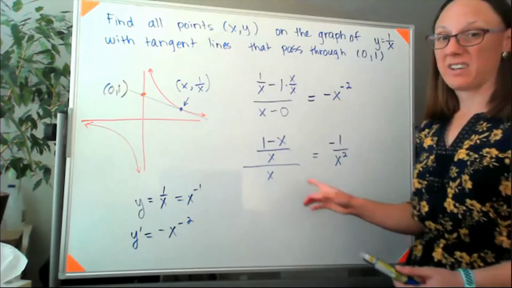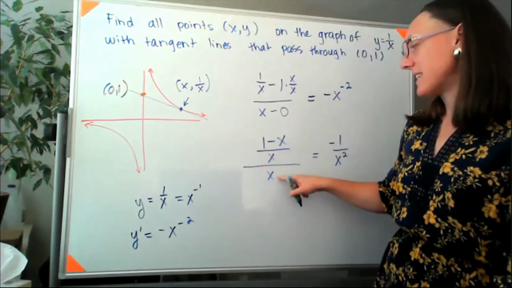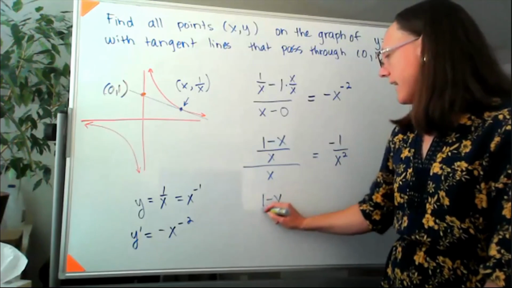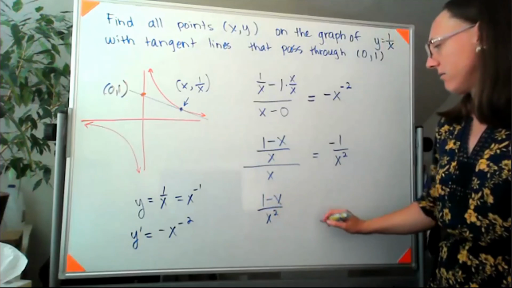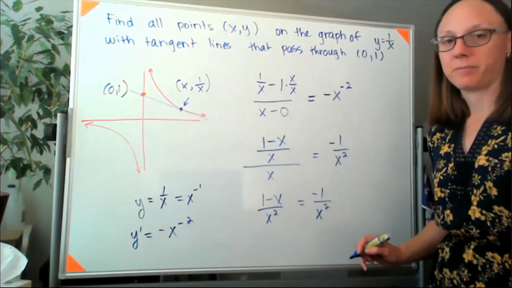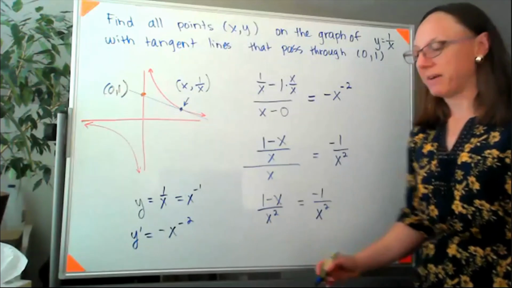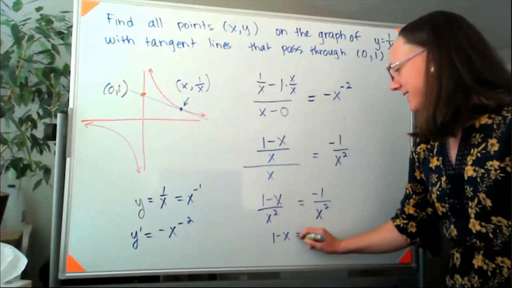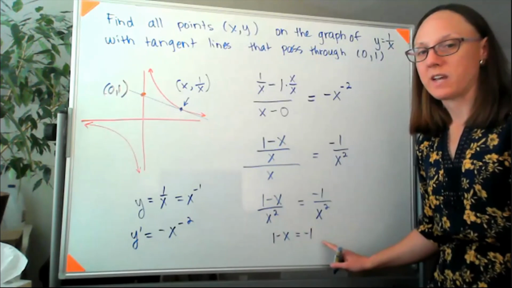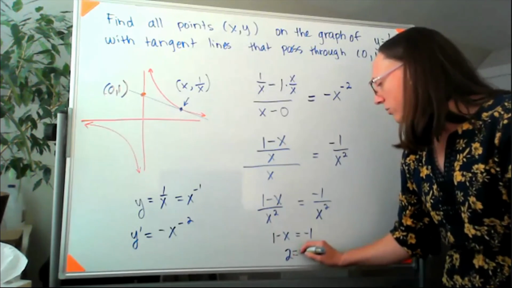Lots of different paths through this, but I'm going to clean this up to be a single fraction because dividing by x is the same as multiplying by 1 over x. So really, I've got 1 minus x over x squared is equal to negative 1 over x squared. That's convenient. Everything has the same denominator. That must mean that 1 minus x is equal to negative 1. I can add the 1 to both sides and add an x to both sides so that I end up with 2 is equal to x.